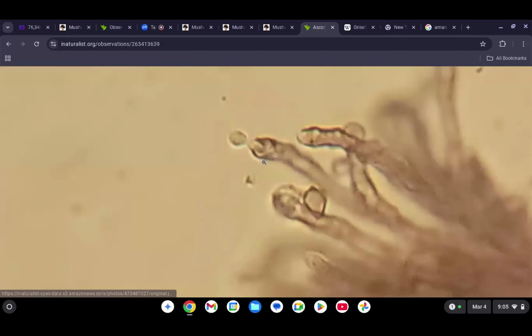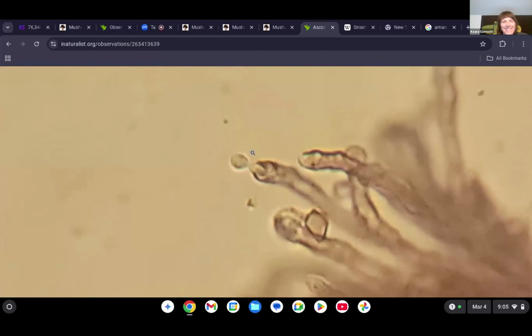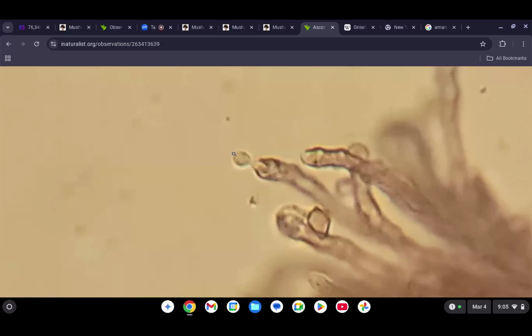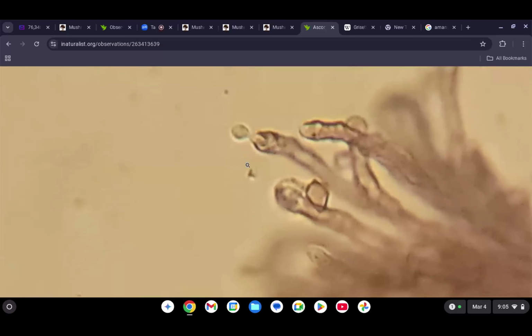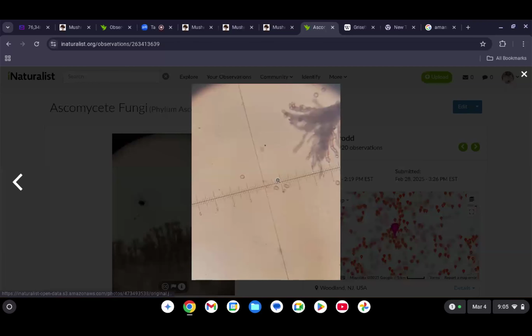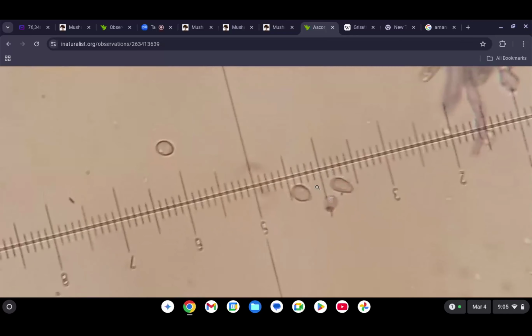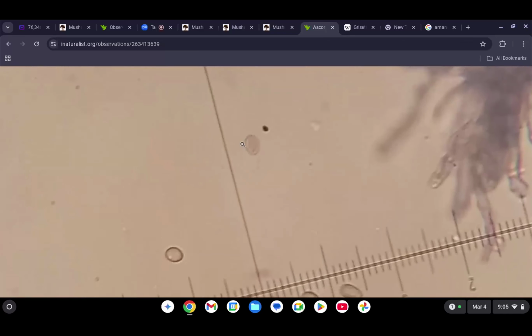Here's a conidiospore being birthed. That's great. Oh my God. Yeah, right off the tip of the conidium. Oh, I love that. But yeah, I truly have no idea what this thing is. Here are the conidiospores. They're kind of avocado shaped. They are thick walled.